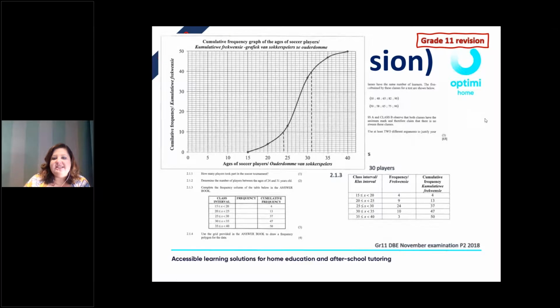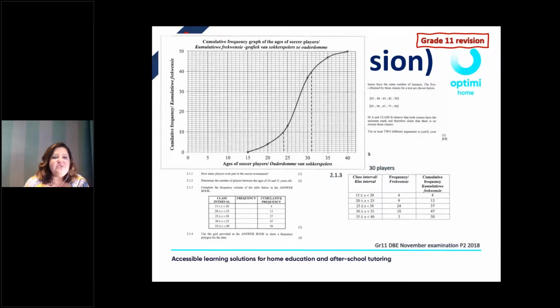So just to recap, you can say 4. 13 minus 4, which will give you 9. 37 minus 13, which is 24. 47 minus 37, which is 10. 50 minus 47 is 3. It means that there are 4 players in this class interval between the ages of 15 and 20. Between 20 and 25, there are 9 soccer players, and so on.